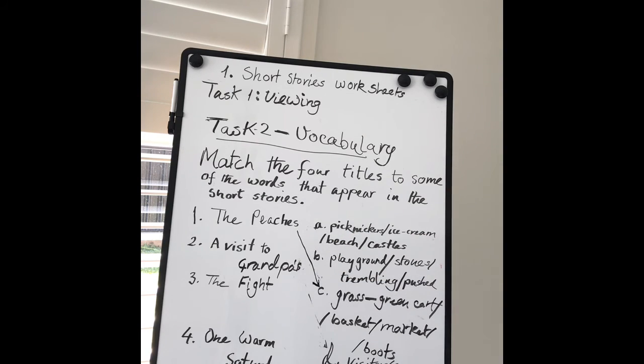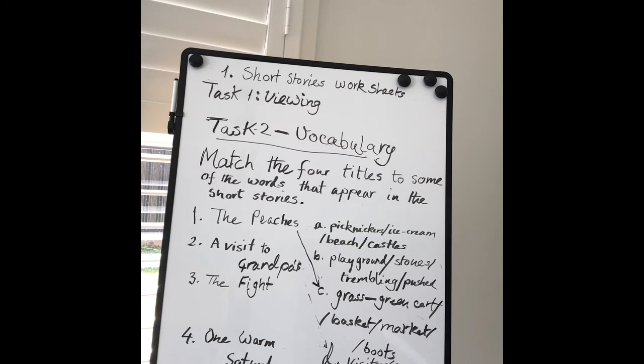Okay. The next title, A Visit to Grandpa's. So we have three choices. Can you relate it to picnickers, ice cream, beach, or castles? A grandpa's house will not have picnickers, maybe, but not many. Ice cream, there might be ice cream, but no beach and no castle. You cannot build a sand castle in your grandpa's house. Okay, so it cannot be related to A words.